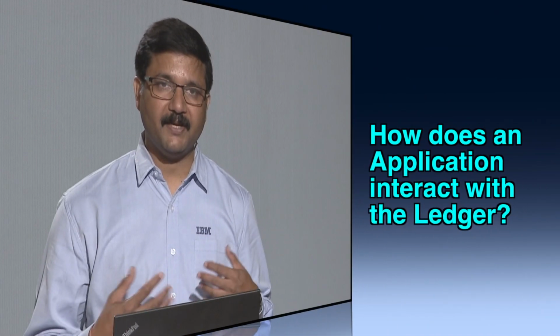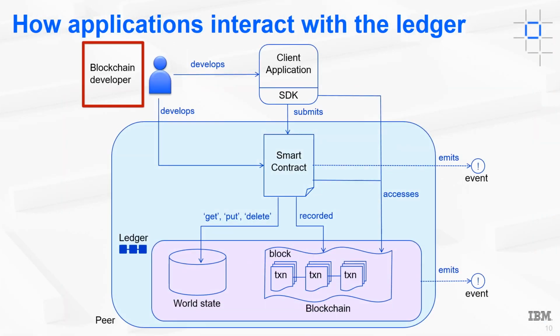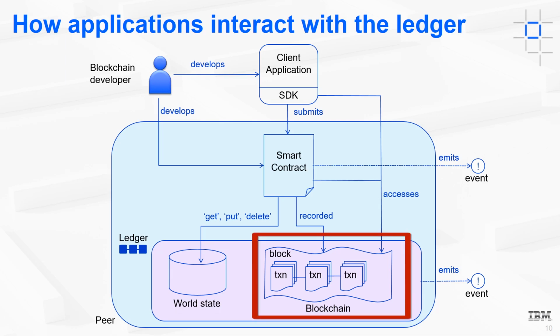Now, how does an application interact with the ledger? Let's try and understand this. So a blockchain developer creates an application using an SDK, right? That's a client application. This client application submits a particular request to a smart contract, right? Now, what happens? This smart contract basically talks to the two databases which are available in a blockchain-based system. One is called the world state, and the other is called the blockchain, right?